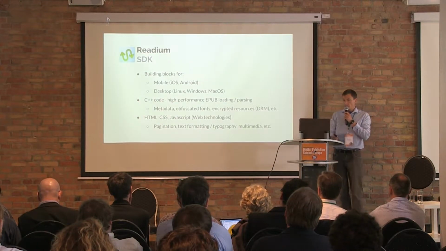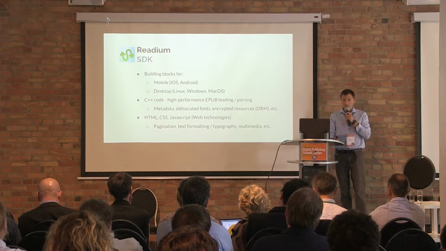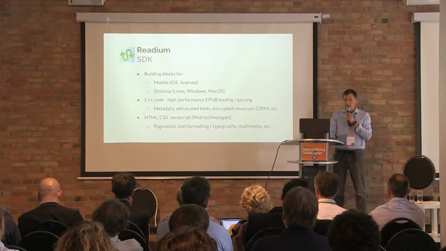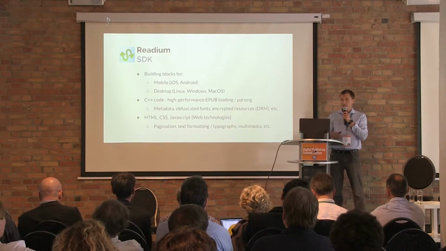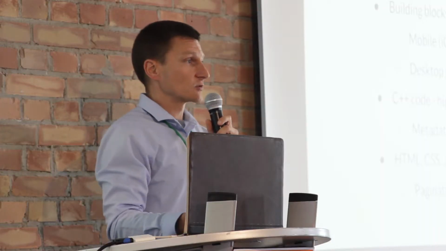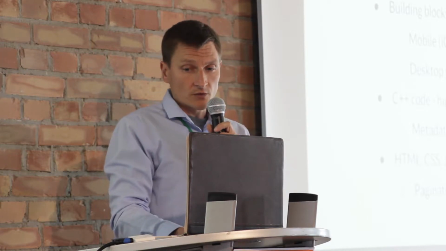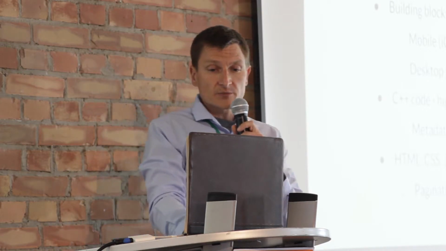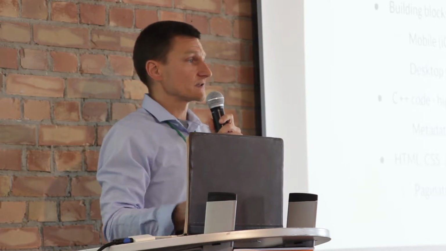So the Readium SDK provides building blocks for mobile apps, iOS, Android, and for desktop apps, Linux, Windows, and macOS. It can be summarized as mainly two things: C++ code to enable high-performance EPUB loading and parsing. This is where we handle metadata, obfuscated fonts, and we deal with encrypted resources, DRM, and such like. On the other hand, there's also a bunch of code using web technologies, HTML, CSS, JavaScript. That part is mainly responsible for things like pagination, text formatting, typography, multimedia interaction, etc.